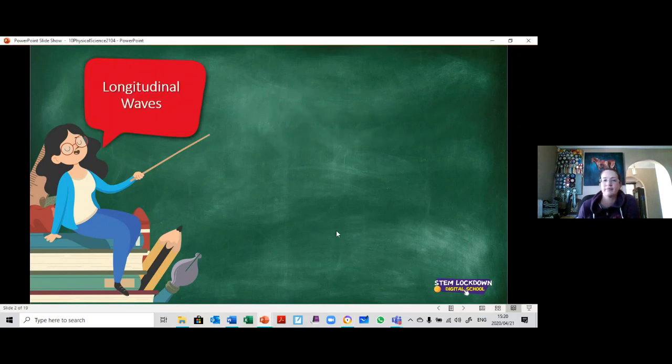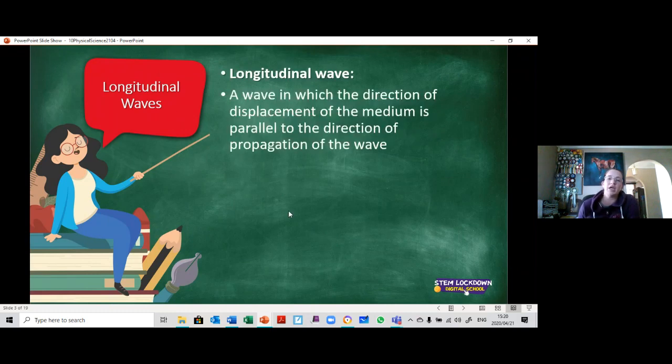So, a longitudinal wave. Oh my goodness, we start with the definition. Think about transverse waves. Transverse waves, we said, direction of displacement of the medium is perpendicular to the direction of propagation. Longitudinal, the direction of displacement is parallel to the direction of propagation. Okay? It gets squashed and let go.